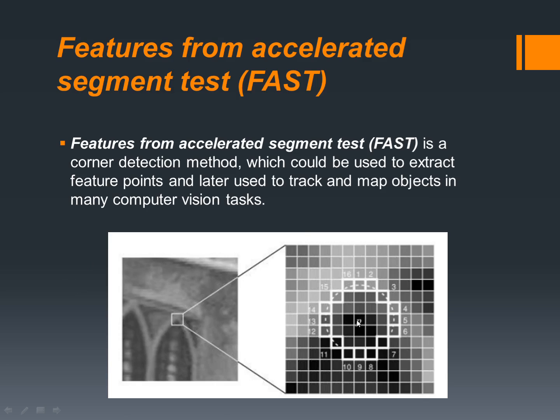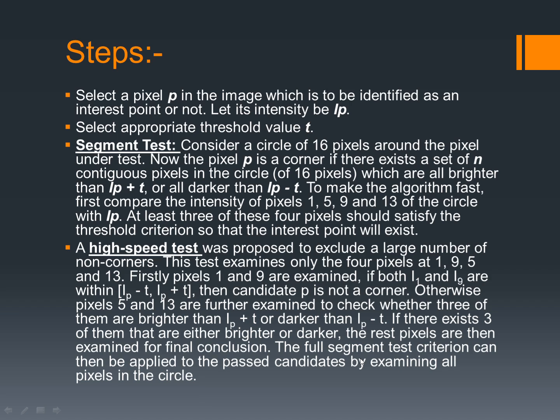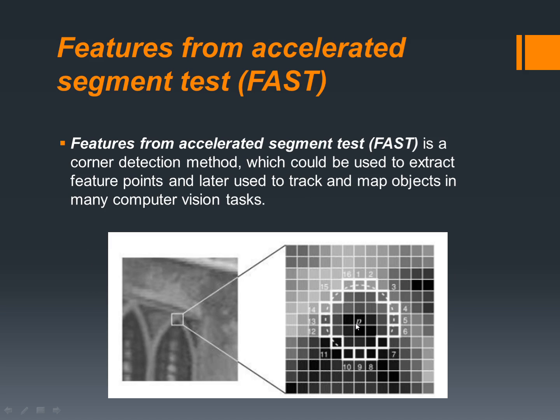Suppose it's a pixel p, and it will check pixels 1 and 9, whether this is brighter, this is darker, or it's similar. When both I1 and I9 are not lying in this range, then p is not a corner. It has been disregarded. Then the second test is taken, 5 and 13.